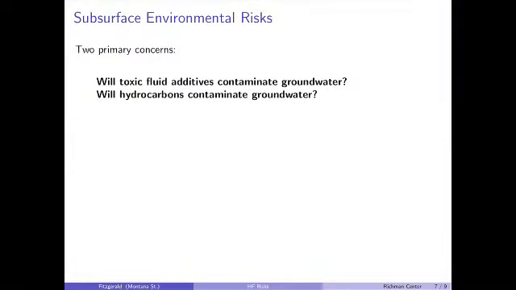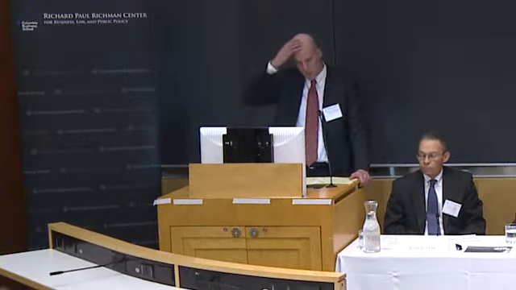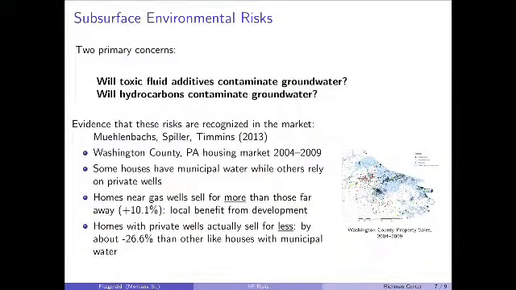One is, are these toxic fluid additives from 0.5% of the injected fluid going to end up in my groundwater well? And a separate but related question is, maybe I'll have hydrocarbons contaminate my groundwater. To motivate why I think this risk is real, I'd like to tell you about some work a couple of friends of mine have completed. They looked at Washington County, Pennsylvania, in southwestern Pennsylvania. It's in the Marcellus. And they looked at market transactions.